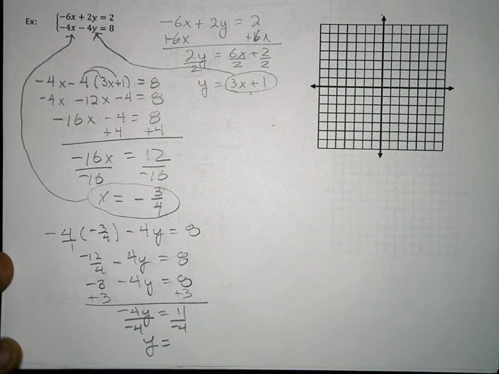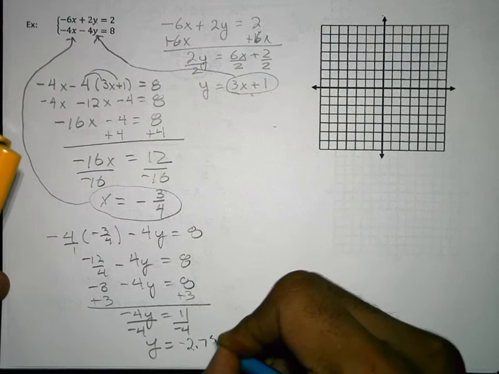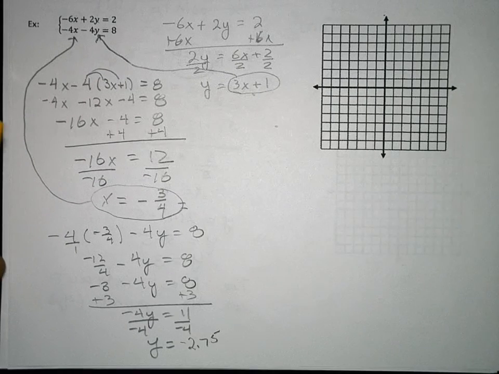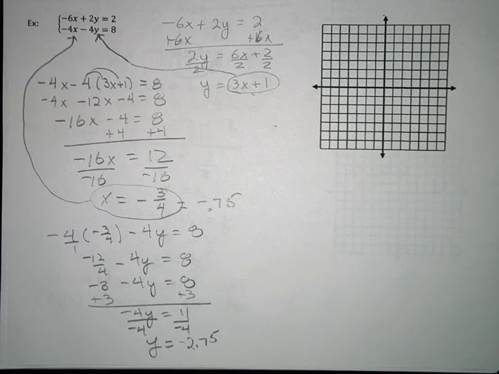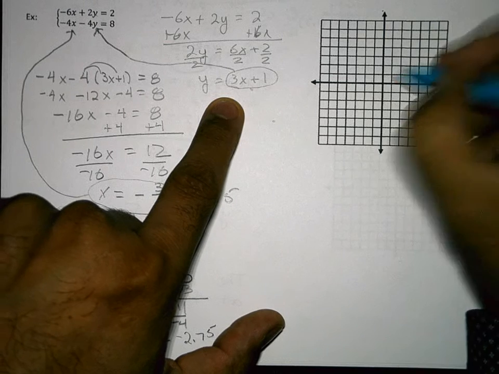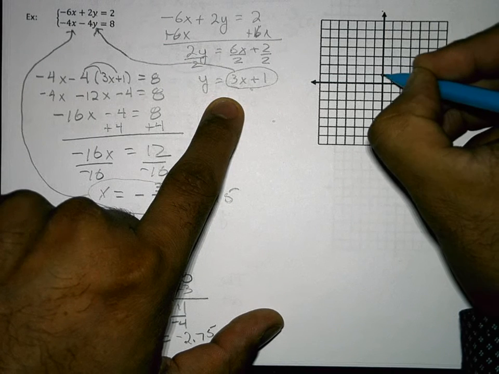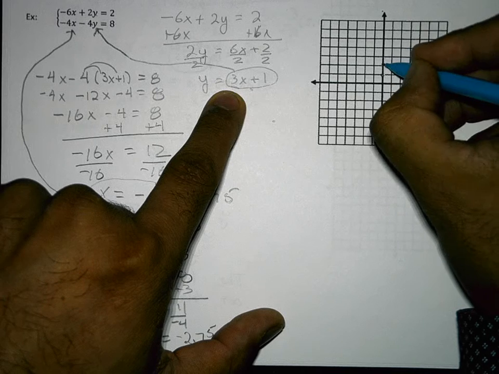Okay. I'm going to go ahead and get a decimal on that so I can kind of see where it's going to be when I actually graph it. And the decimal on that is negative 2.75. And the decimal on this one is negative 0.75. So what I'm going to do is go ahead and graph these and see what happens. Okay. So I've got this one solved for y. So let me graph that. It's going to be a 1. I'm going to go up 3 and to the right 1. 1, 2, 3, 1.